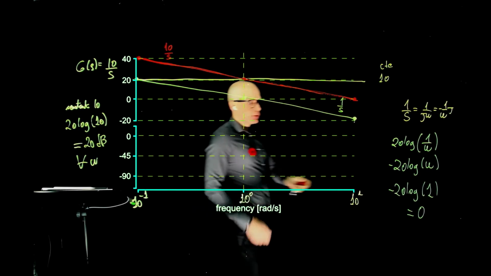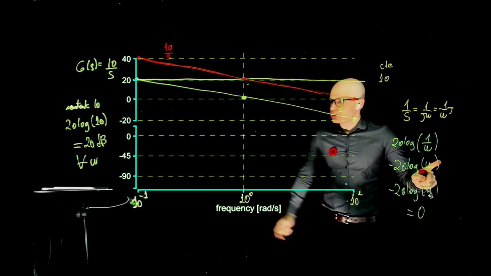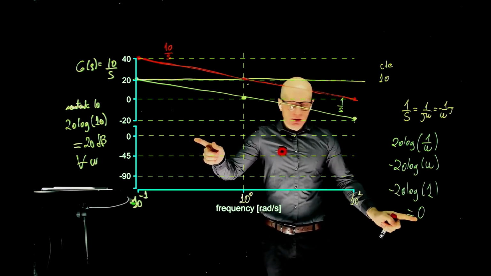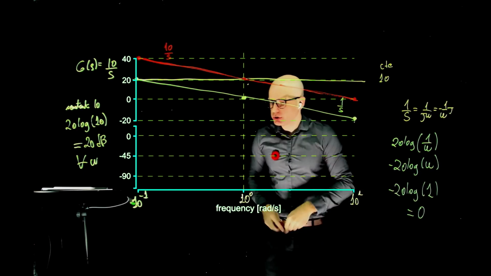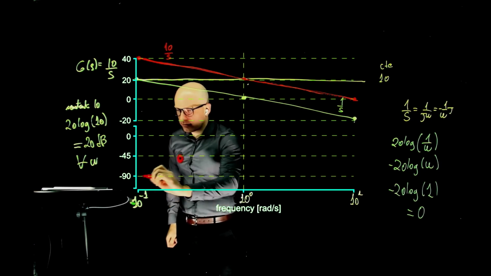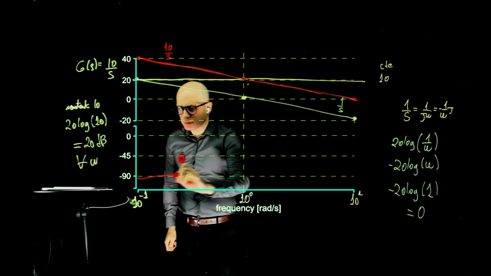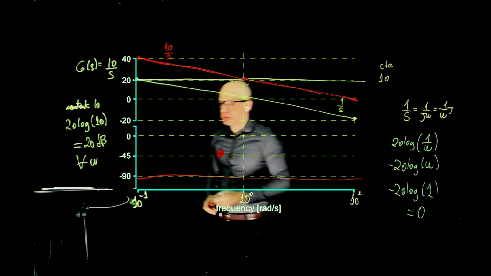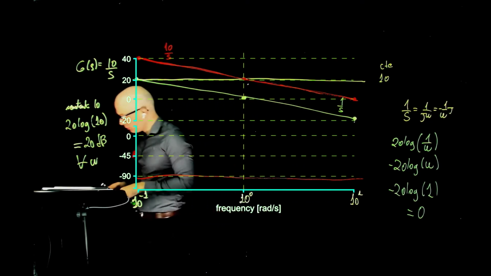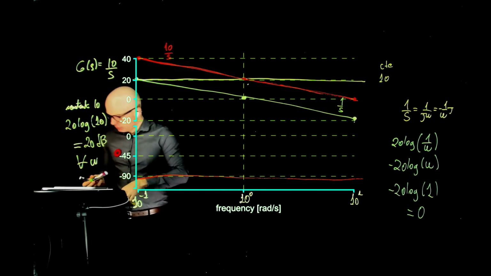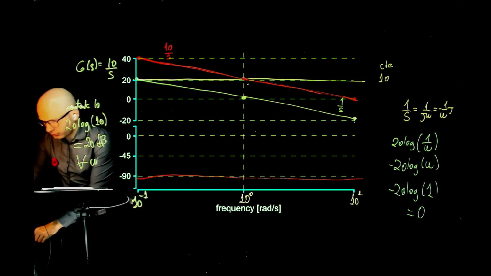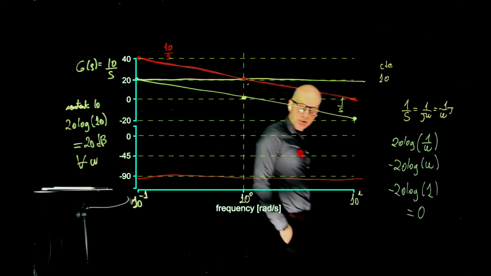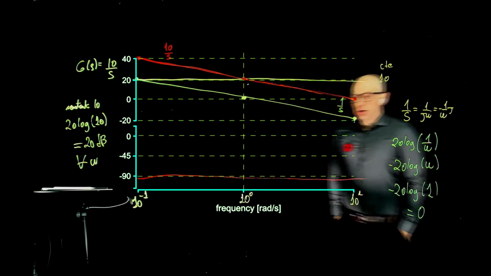Okay. What happens to the phase? Well, the phase is the phase of the constant, that's 0, plus the phase of the pole at the origin. The pole at the origin has a phase that is negative 90 degrees, always, for all frequencies. So this is just a constant line at negative 90 degrees. Are we good? Any questions here? This is the final Bode plot. Any questions here?